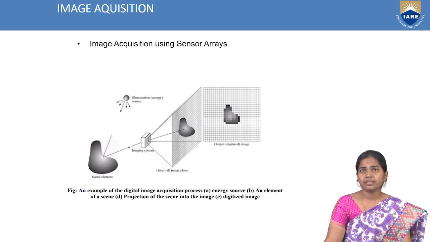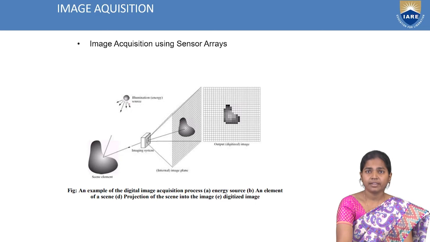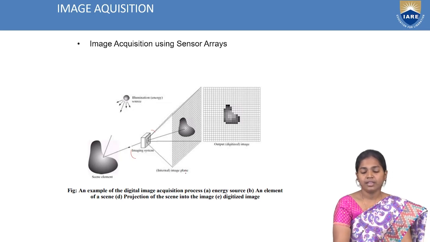Here is image acquisition using a sensor array. Observe here the light energy falls on this sensing element. How much energy it absorbs, it gives a proportional output voltage. This is in the imaging system. In this imaging system, it receives the analog input. Afterwards, this is our internal image plane.